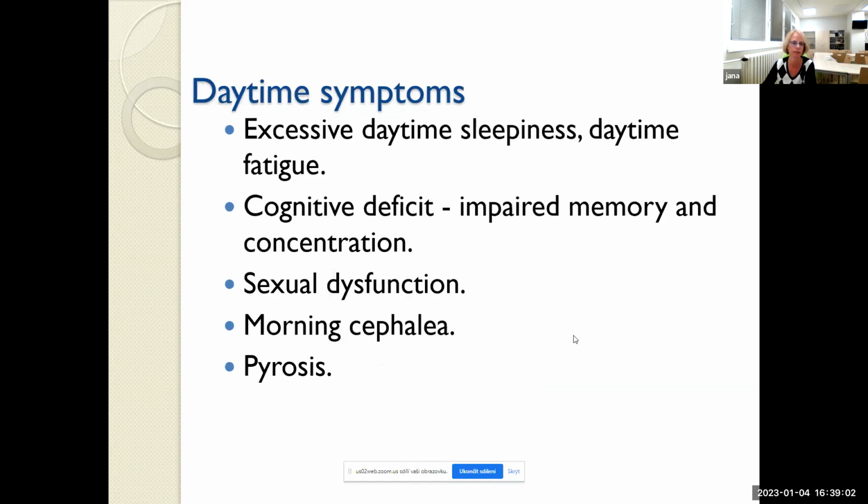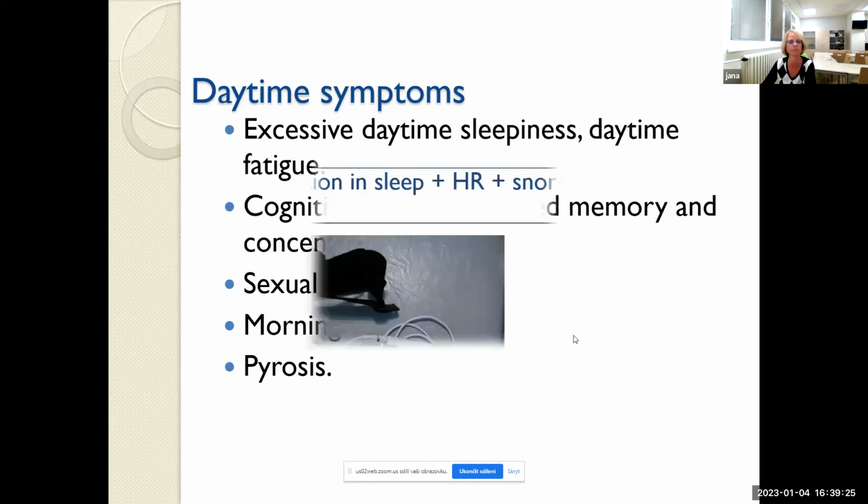Daytime symptoms. They will probably tell you, I am sleepy, I am very tired, or I cannot remember things I want to. I have sexual dysfunctions. I have morning headache. And also I can have a feeling in my esophagus like reflux and so on.